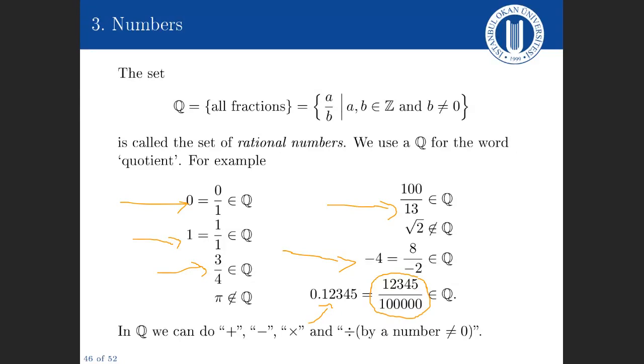But some numbers we can't write as a fraction. Square root of 2 is not a rational number. We can't write this as a fraction. And pi is not a rational number. Anyway, what can we do in Q? We can do addition, we can do subtraction, we can do multiplication, and we can do division, as long as we're dividing by a number which is not 0.